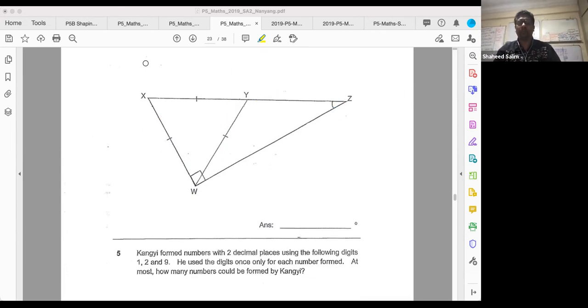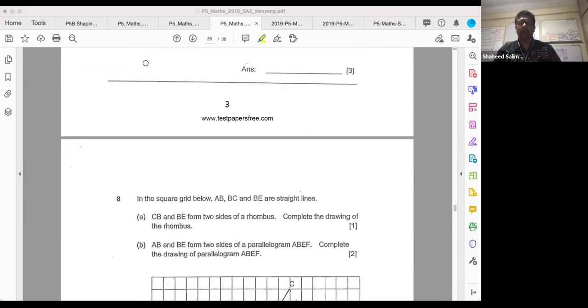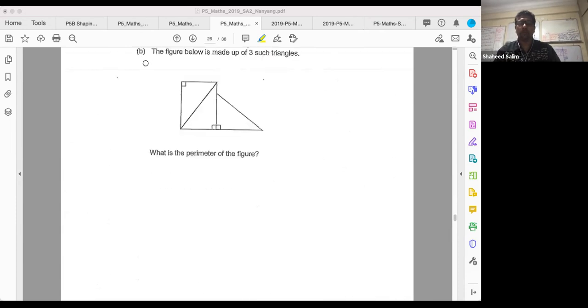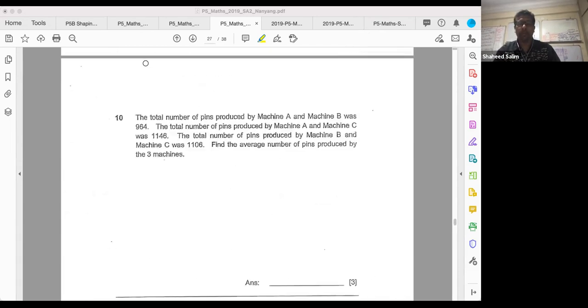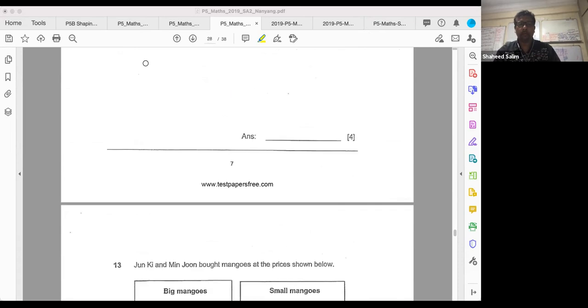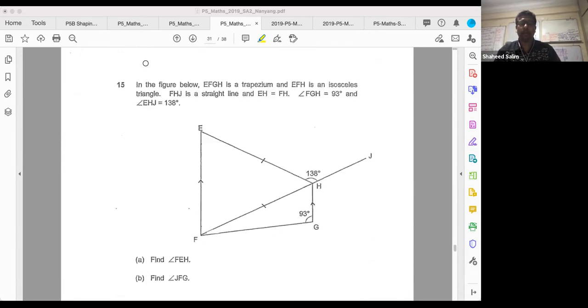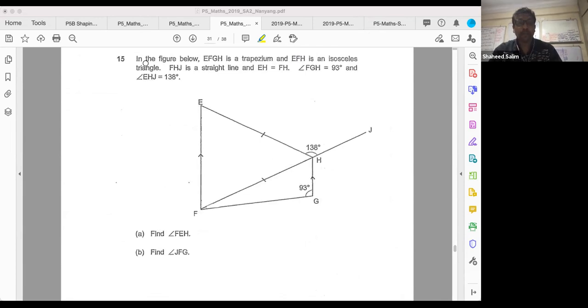Here we go. This one we will have to draw. This one is perimeter. This one is area, length. Okay, this one looks like a primary 6 question. Let us try, and here we go. Come on, you can do this.